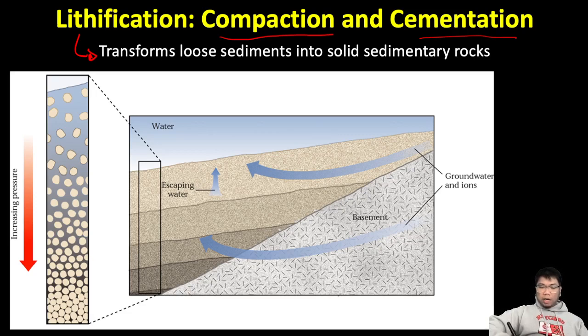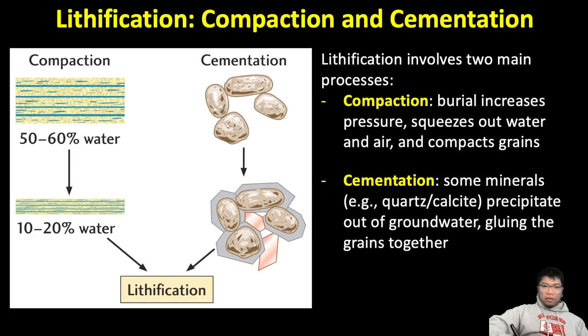Okay, so for example, here I have a pile of sediments being buried, maybe in a shallow water, shallow marine environment, for example. All right, so if we take a look at this cross section of this environment, or the burial of the sediments, it would look something like this. Okay, so here as we go deeper, the pressure is increasing, and that pressure will squeeze the water out of the sediments. Okay, and eventually this is what's going to happen. So during compaction, the burial increases pressure and squeezes out water as well as air and compacts grain.